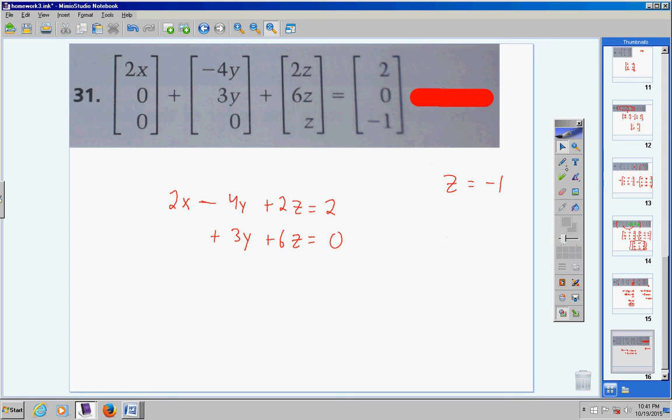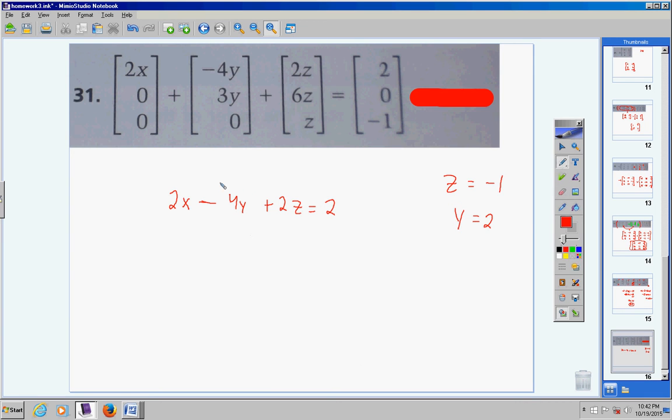So, if z equals negative 1, now come down here for z and put negative 1. So 3y plus 6 times negative 1 equals 0. 3y minus 6 equals 0. Bring your 6 over and make it positive. 3y equals 6. Divide both sides by 3, y equals 2. So now we know two answers.